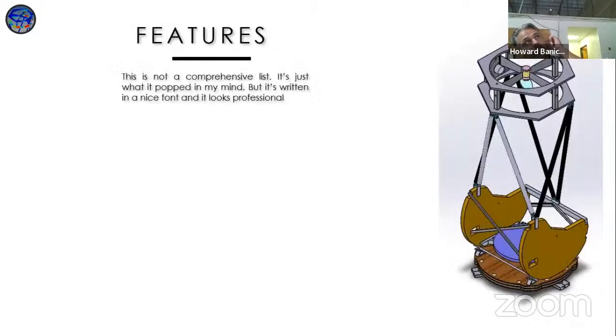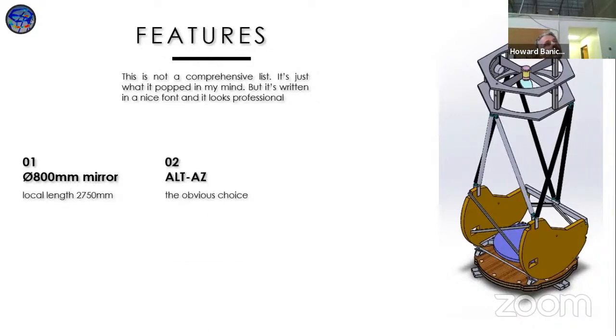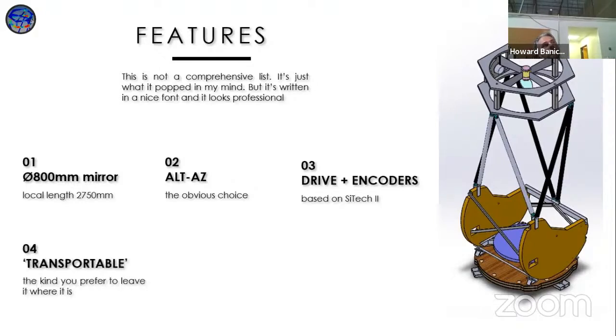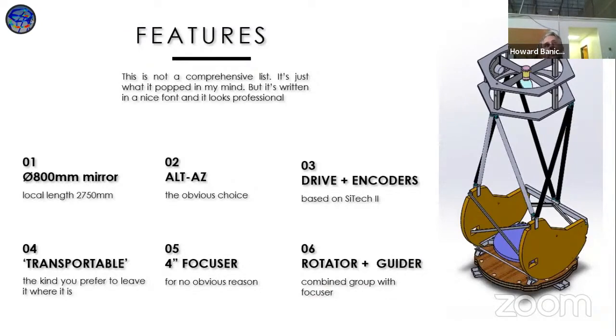So just recapping the features of this telescope, right now it's an 800 millimeter. The primary mirror is an 800 millimeter with a focal ratio of f/3.4. It is Alt-Az, because, to be honest, with this kind of dimension it's absolutely sheer. Driver and encoders are based on the SiTech 2. It needs to be transportable. In my mind, it is fairly lightweight. It is definitely the kind of stuff that you want to keep in one place, but you can take it down and transport it in some way. To European standard, you can put it in a small van in terms of dimension, just about. We don't have these huge pickup trucks. It has a focuser, a rotator, and a guider integrated into that.